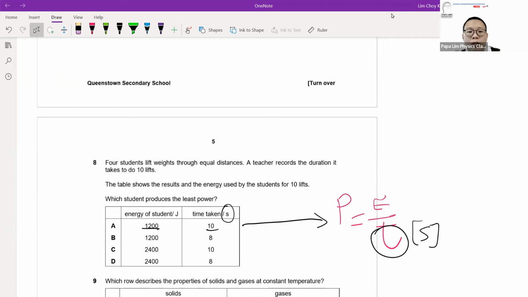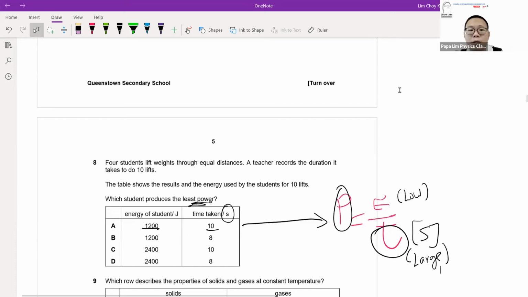So which of the students produces the least power? For power to be small, the energy, the numerator, has to be low, and the time taken has to be large, if you look at it in terms of the formula. So the student with the least energy and the largest amount of time will have the lowest power, which is A: 1,200 joules, time taken is 10 seconds.